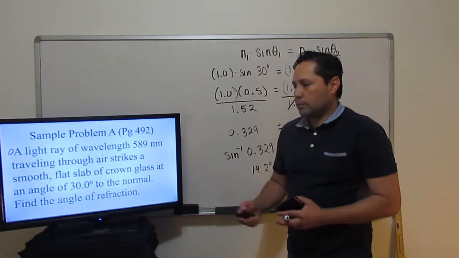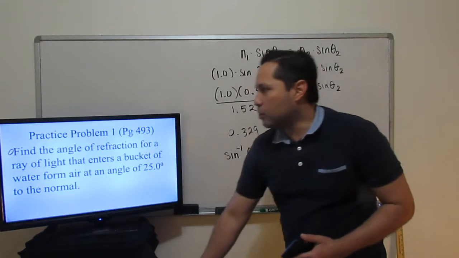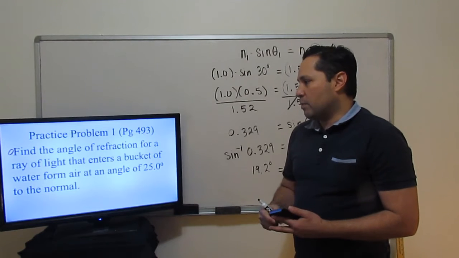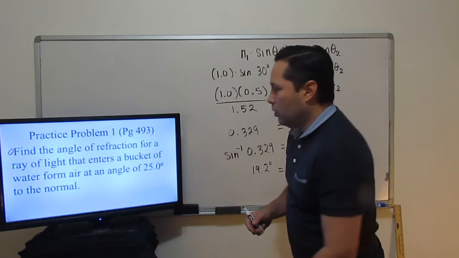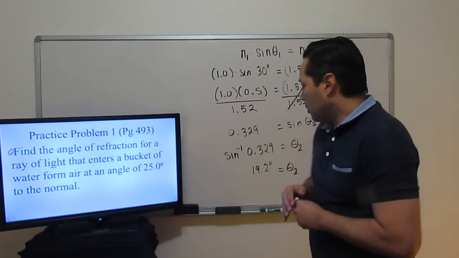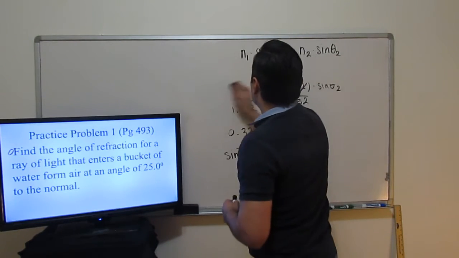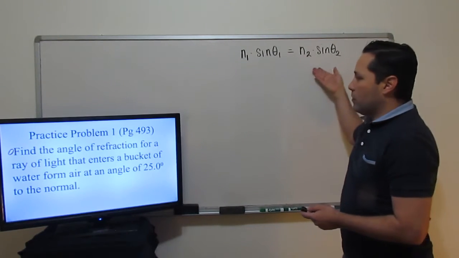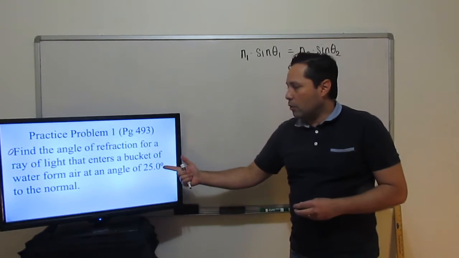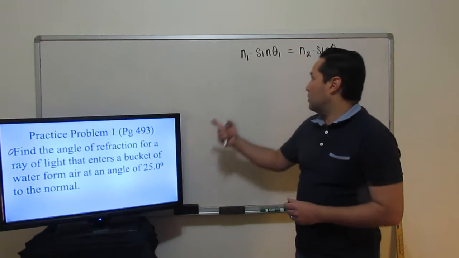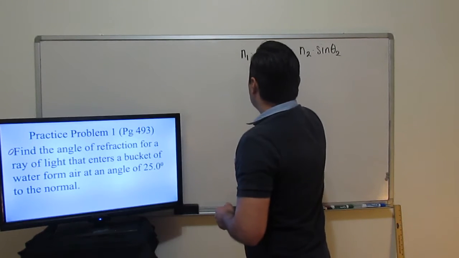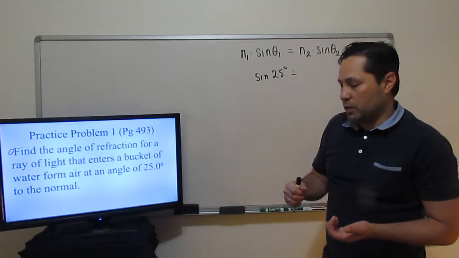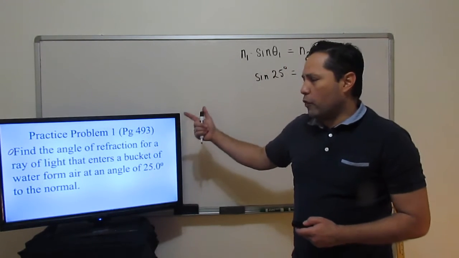Next, let's do another problem. It's a very similar problem. They ask you to find the angle of refraction for a ray of light that enters a bucket of water from air at an angle of 25 degrees to the normal. No problem. This is another Snell's law question, so we're going to use the same formula. The angle of incidence, the angle coming in, is 25 degrees. Sine of 25. And it's going from air into water.